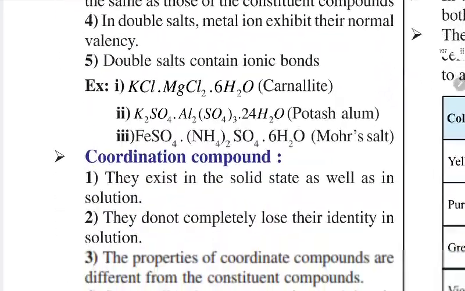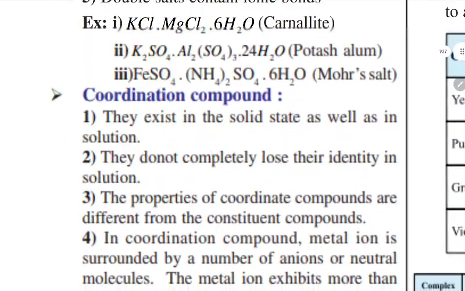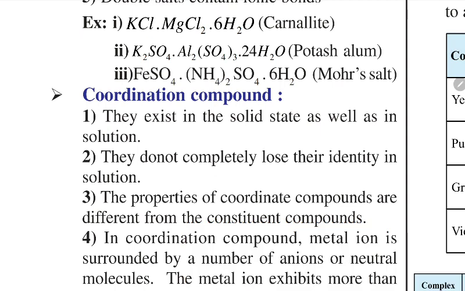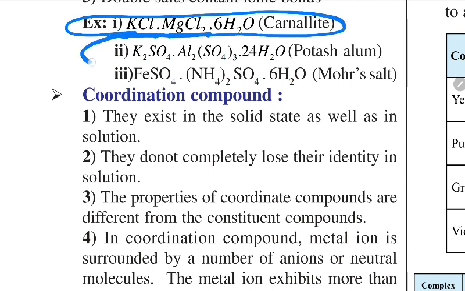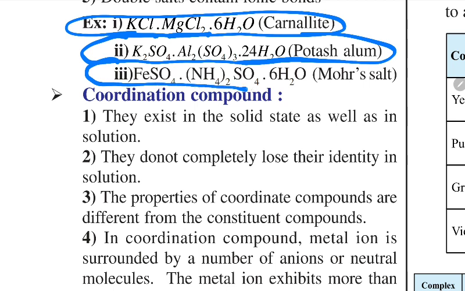Let's see examples of double salt, students. The examples are KCl.MgCl2.6H2O, K2SO4.Al2(SO4)3.24H2O, and FeSO4.(NH4)2SO4.6H2O. So these are examples of double salt.